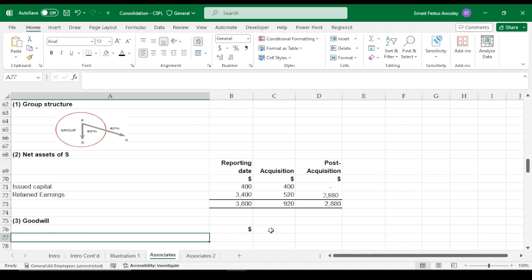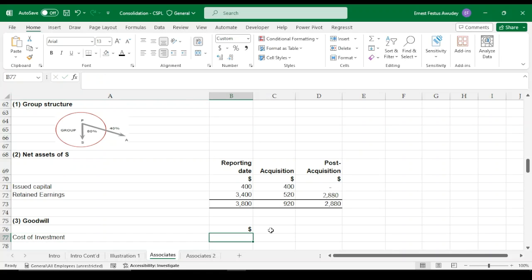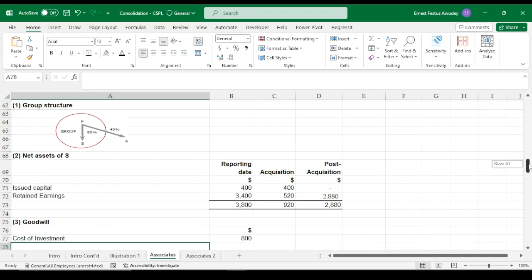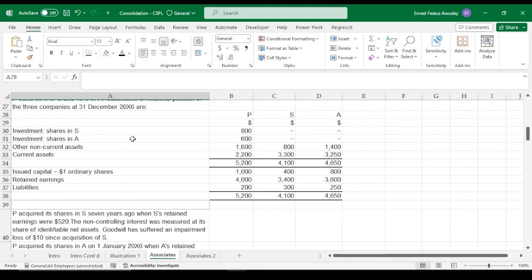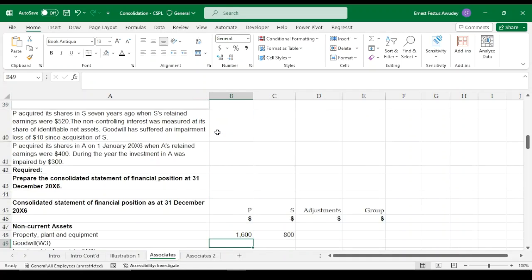So we have our goodwill. We know that we are going to start off with the cost of investment, and this cost of investment is in the subsidiary. So what is our cost of investment in the subsidiary? Is going to be 800, as we have already seen in the separate financial statements right there. As I said, I will not be flipping back and forth. So this is our investment in S, 800. All right, so we have it there.